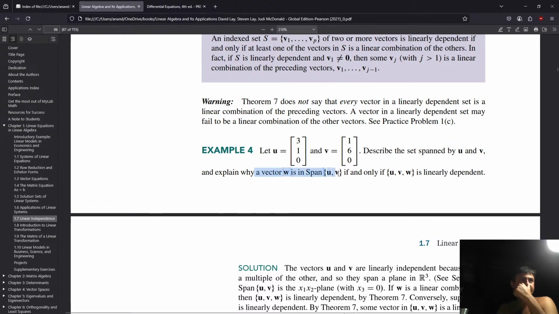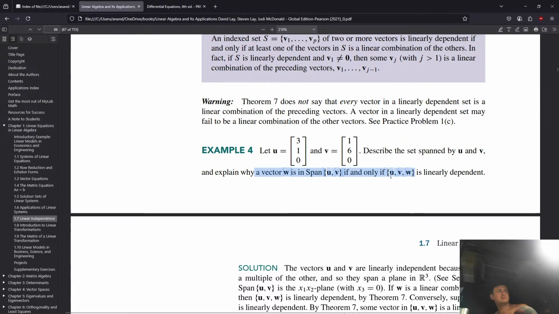Explain why a vector W is in the span of U and V if and only if... Wait, what? Wait, I don't get it.